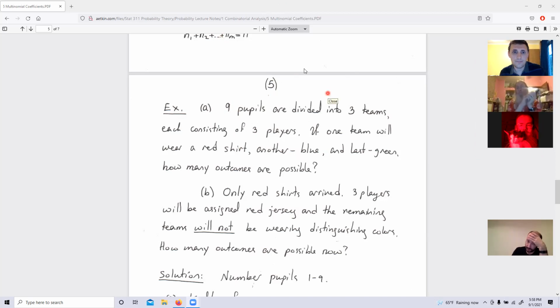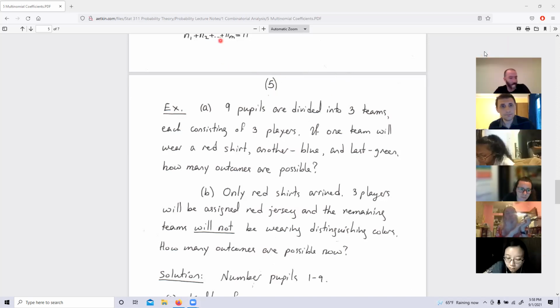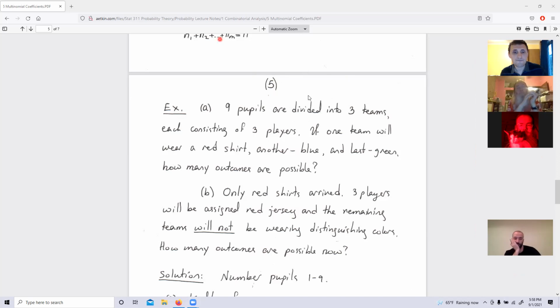Okay. Barry, you forgot the 3 factorial. Very good, Chiara. Wonderful. Albert, you forgot a 3 factorial, but otherwise you're good.